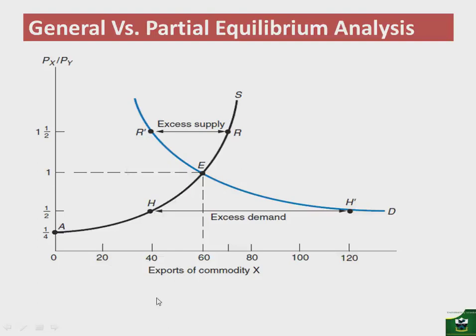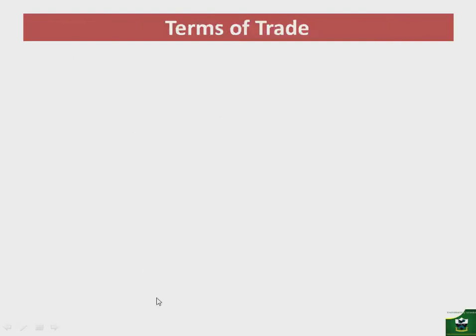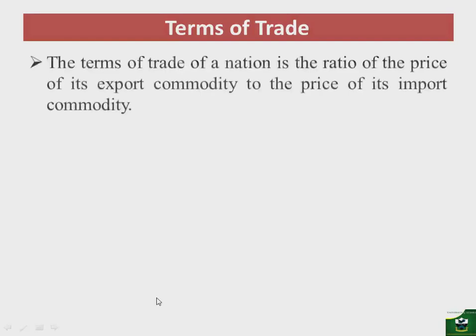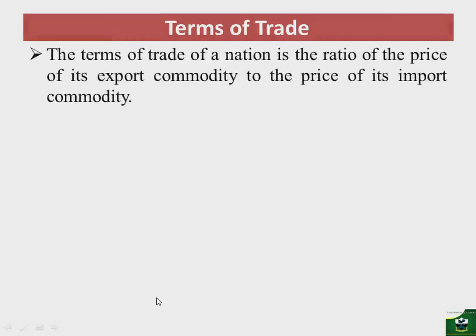Let's now look at the terms of trade of the nations. We've been looking at the terms of trade in relation to relative commodity prices, but let's define them in more detail. The terms of trade of a nation is the ratio of the price of its export commodity to the price of its import commodity. In the case of nation 1, the terms of trade is the ratio of the price of commodity X to the price of commodity Y.